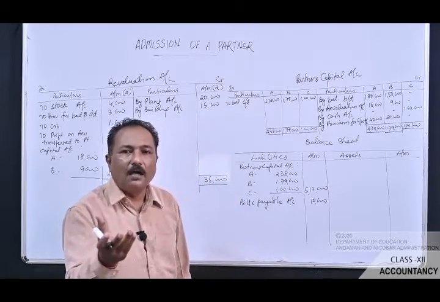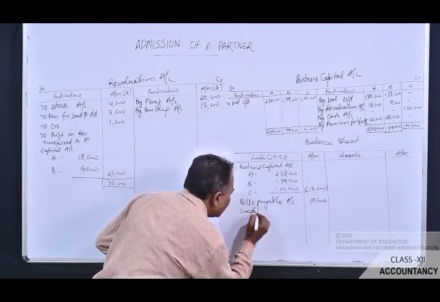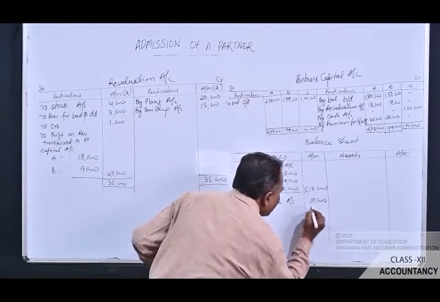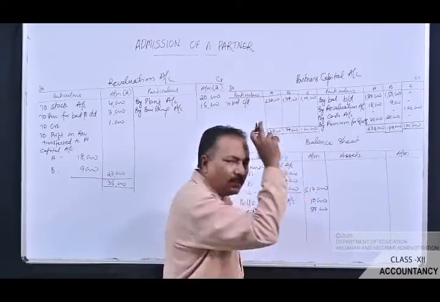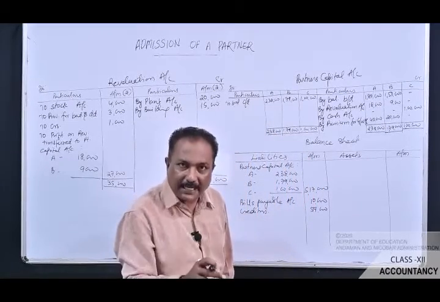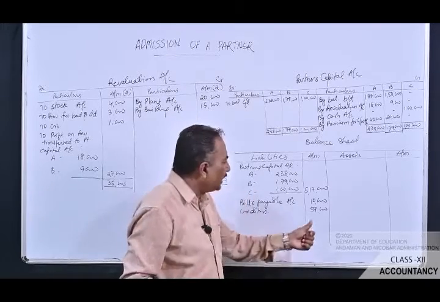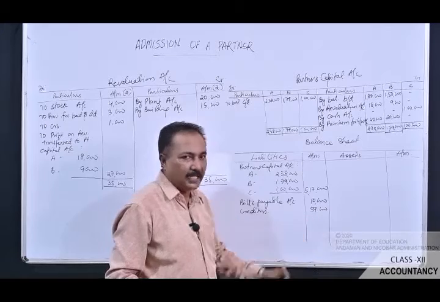So what is the value of the creditors? The value of the creditors will be rupees 59,000, because earlier in the old balance sheet it was rupees 58,000. Now the value of creditors has increased with rupees 1,000. So if we combine these two figures, it will be rupees 59,000.